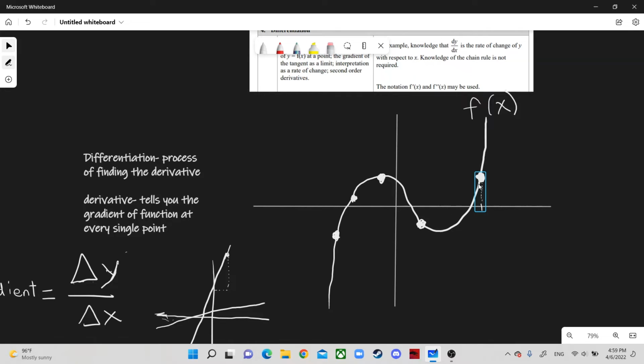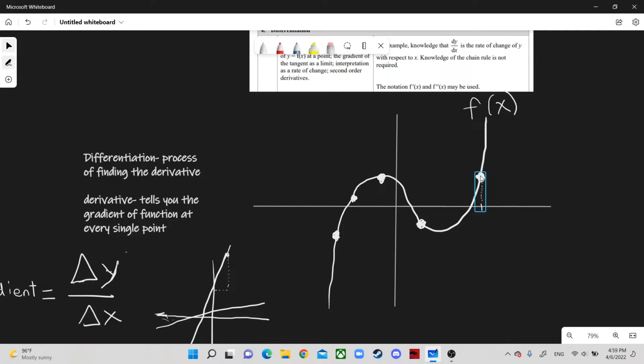Okay, so how would you actually compute the derivative? Now I'll get into the actual formula next episode. But we don't know how to find gradients of curves, right? But we know how to find the gradient of a straight line. Gradient of a straight line is just rise over run. It's pretty easy. So if we can somehow make a straight line out of this curve, we can find the gradient.